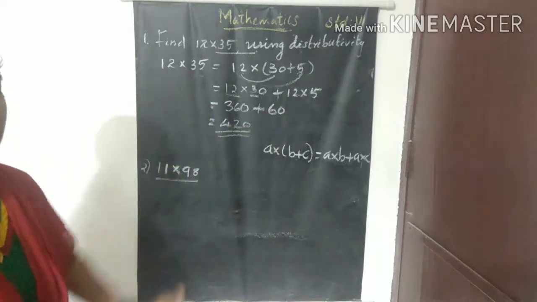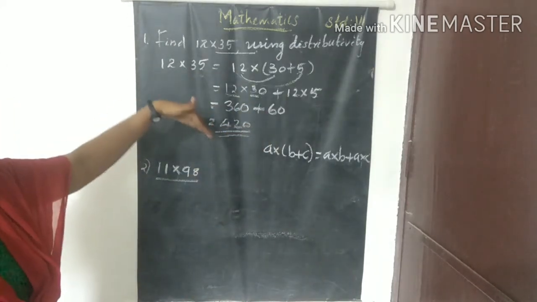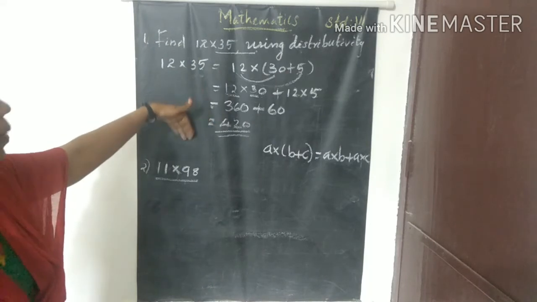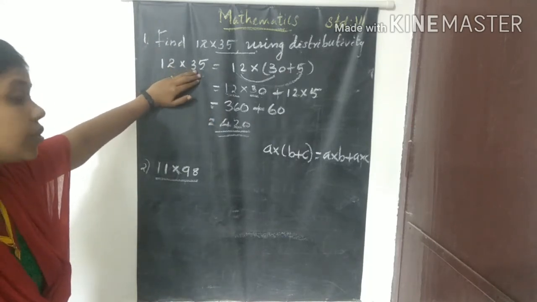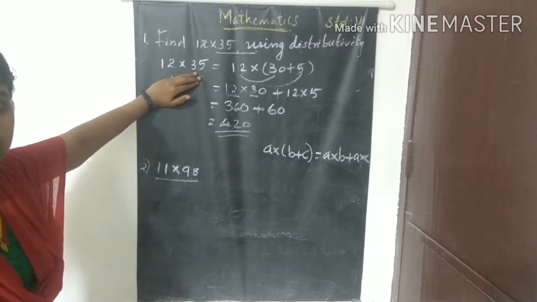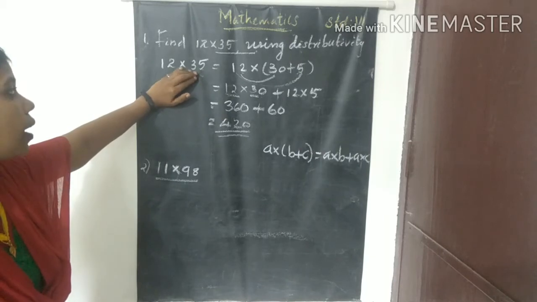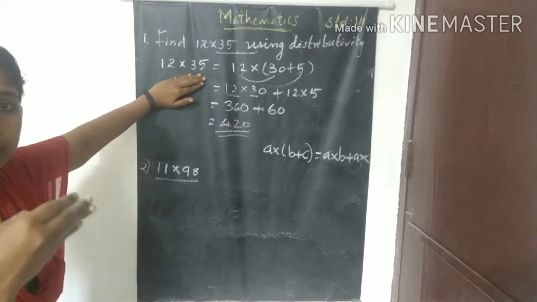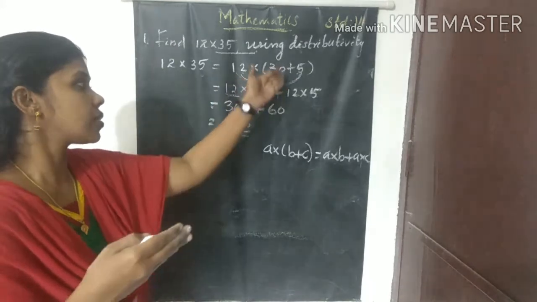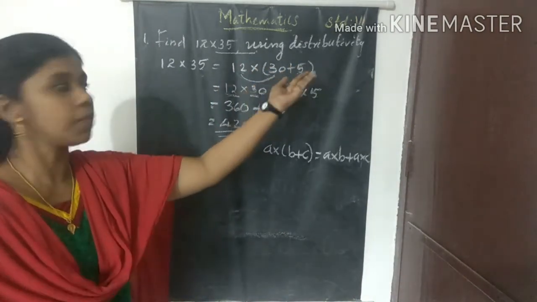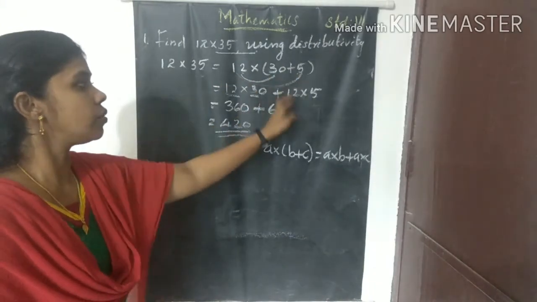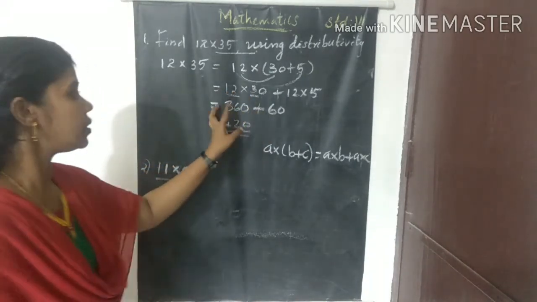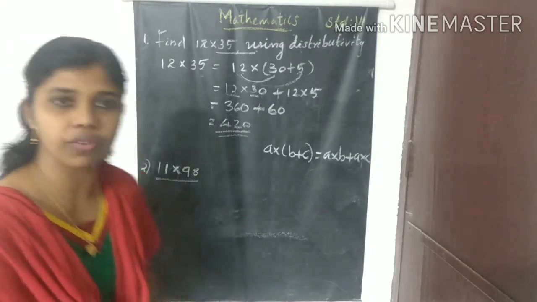Not write and find. How can we find it simply? Using the distributive property or properties of whole numbers. So first, what we do here is split the bigger number into tens, hundreds, thousands, etc. Here the bigger number is a 2-digit number, so it is split into 30 plus 5. Then next, using the distributive property, 12 into 30, then 12 into 5. Then using the multiplication table, simply find the product of these two, then simply add. So we get the answer 420.